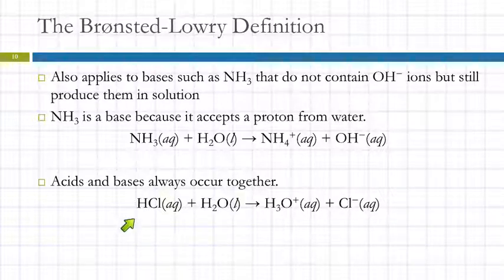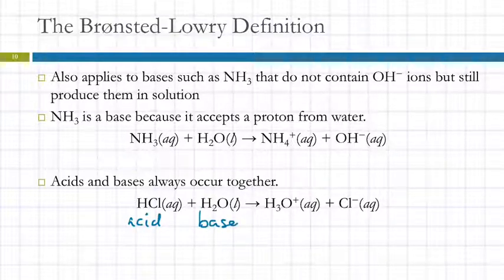So here we've got HCl and water. And I just said that acids and bases always occur together. So this is the acid, right? It's donating a proton to water. Well, what's the base? Who's accepting the proton? Well, it has to be one of the reactants. Water. So HCl is donating the proton. H2O is accepting the proton. So the HCl is the acid, and the water is acting as the base. So here we've got HCl being an acid and this being a base.